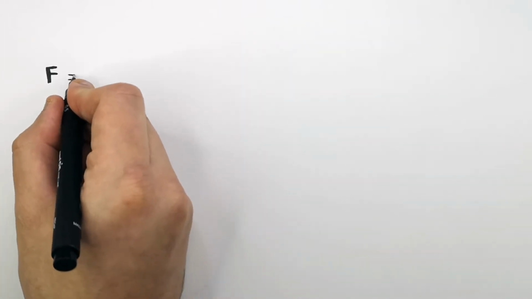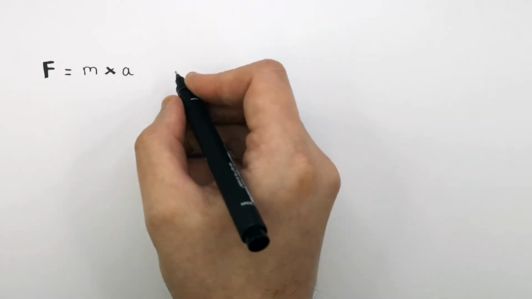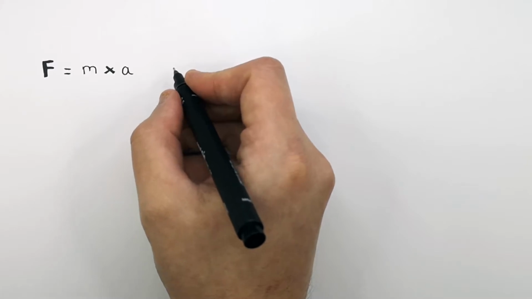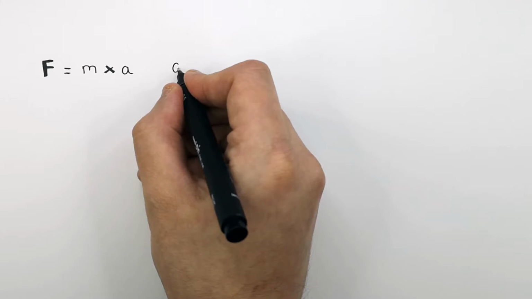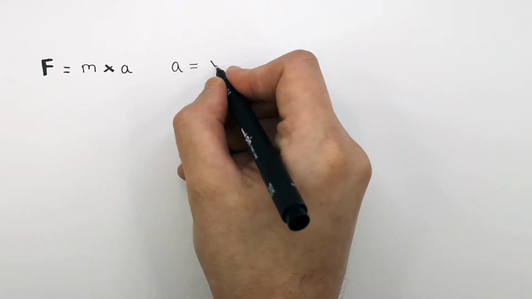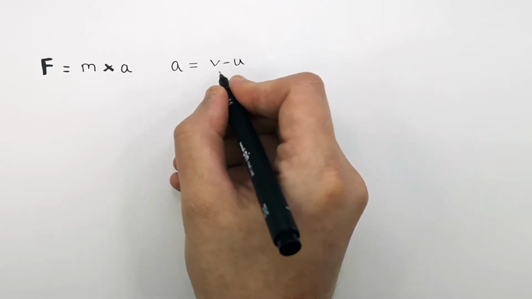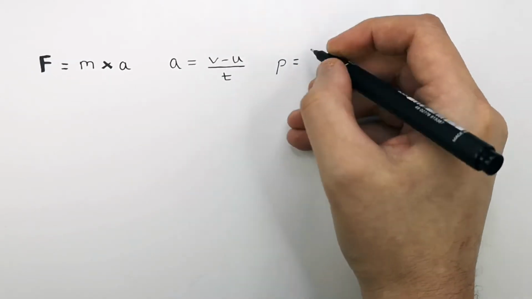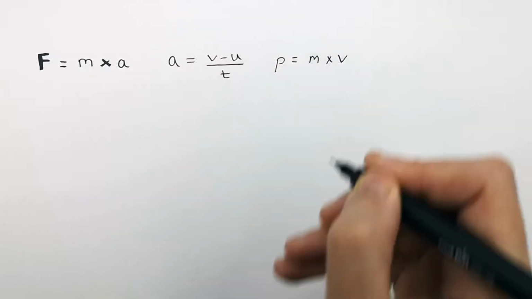So we know F equals m times a. The resultant force equals the mass of the object times its acceleration. And we know that a equals v minus u over t. So the acceleration of an object equals its final velocity minus its initial velocity divided by the time. And we know that momentum equals mass times velocity.